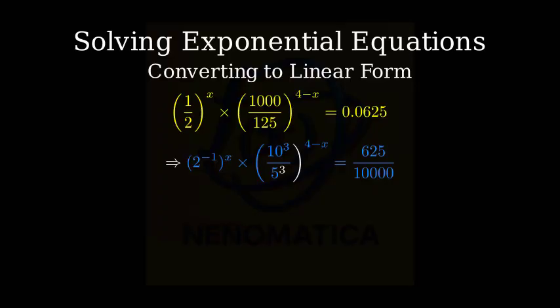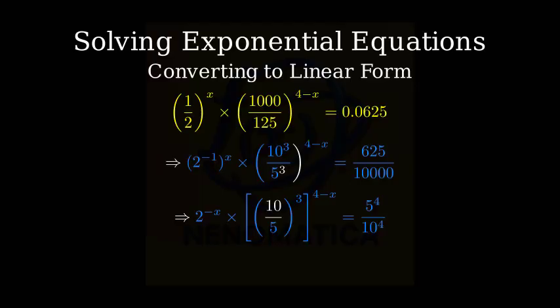This makes our equation 2 to the power of negative x multiplied by (10 cubed over 5 cubed) all raised to the power of 4 minus x equals 625 over 10,000. Now, we'll simplify the left side of our equation. We can write 2 to the negative x power as 2 to the minus x. And we can expand the second term to (10 cubed over 5 cubed) all raised to 4 minus x. On the right side, we've simplified to 5 to the fourth over 10 to the fourth.